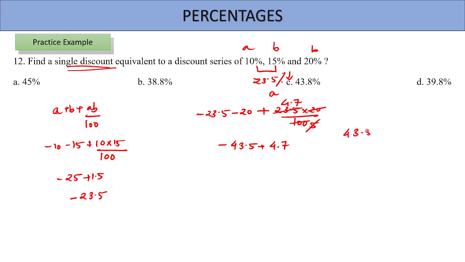So you just subtract it, you will get 39.8, I guess. We'll just solve it. 38.8, sorry, 38.8 we are getting. Effective decrease of 38.8%. I hope this sum is also clear.